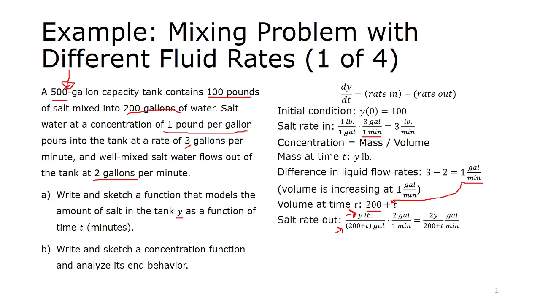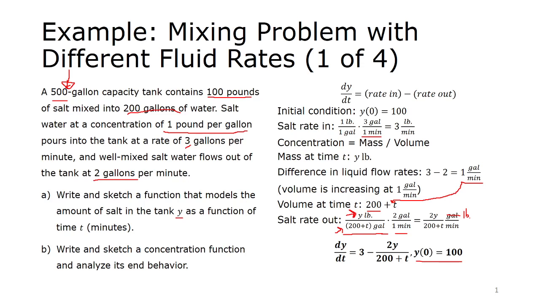So we'll multiply that concentration by the fluid rate, and that gives us 2y divided by 200 plus t gallons per minute. Actually, that's a typo. That should say pounds per minute there, because that is a solid amount. That's your pounds per minute. That's your dy/dt equivalent. So our differential equation that we need to solve then would look like 3 minus 2y over 200 plus t. And again, with the initial condition of y of 0 equals 100.